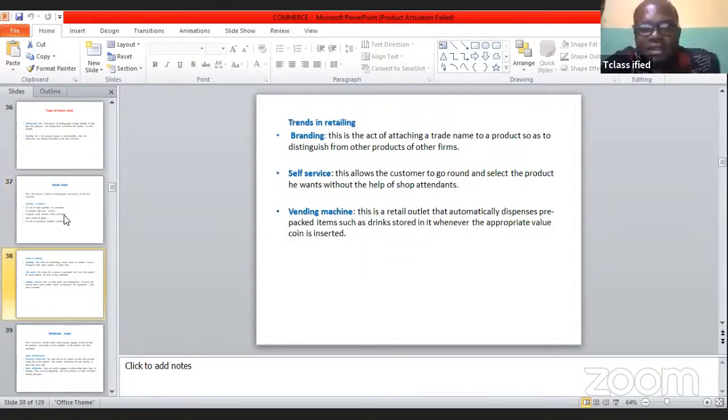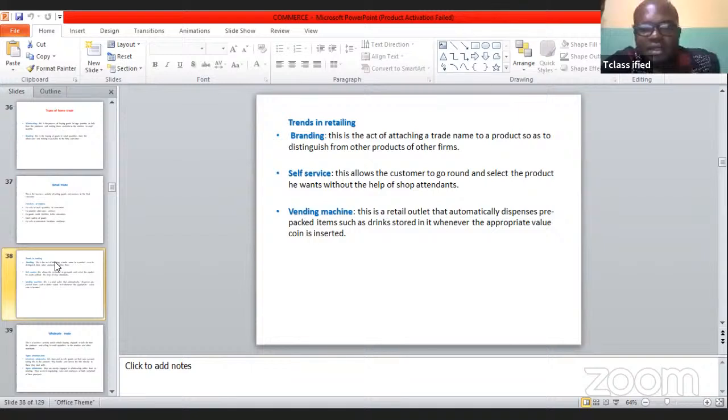Now, trends in retailing. There are some things that you do as a retailer so that people will buy more of your goods. That includes branding, which is the act of attaching a trade name to a product so as to distinguish it from other products of other firms. Self-service. This allows the customer to go around and select the product he wants without the help of a shop attendant. This is what happens in supermarkets. So supermarkets are known as retail shops.